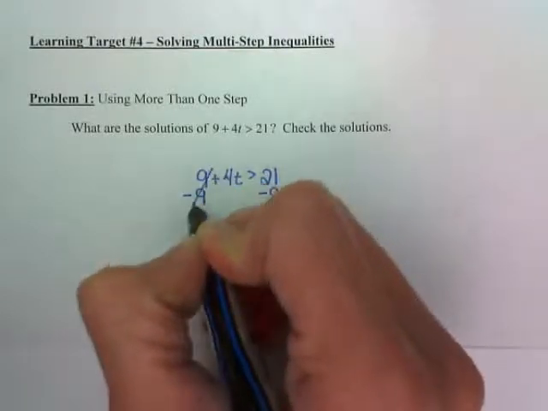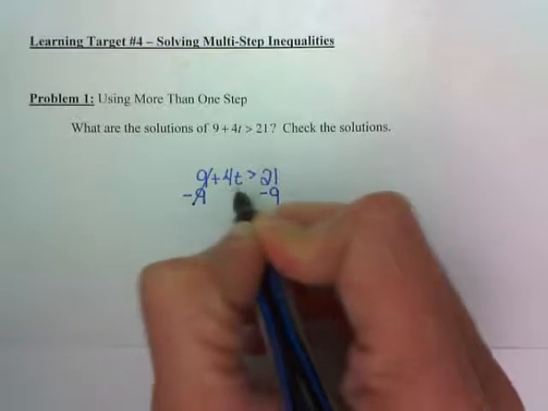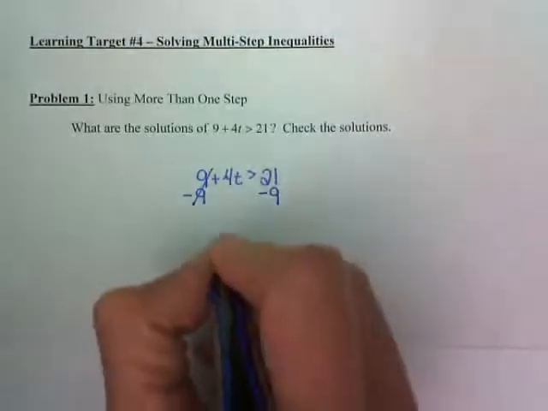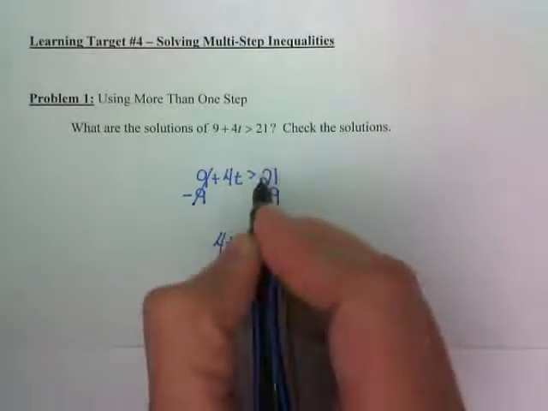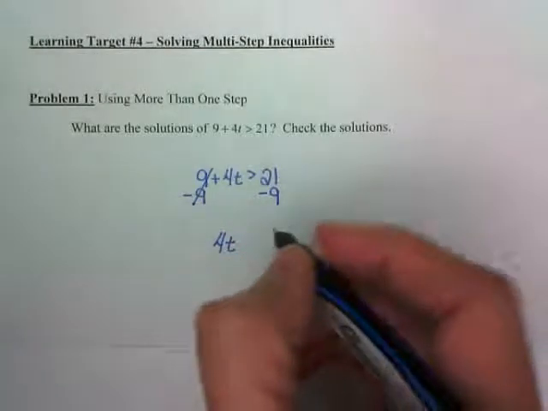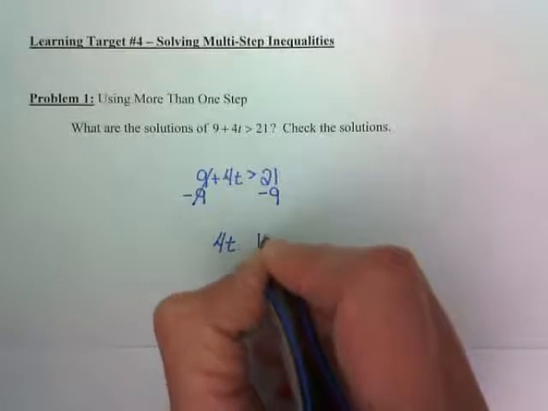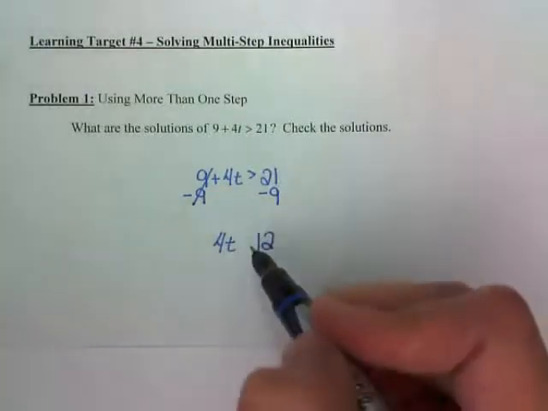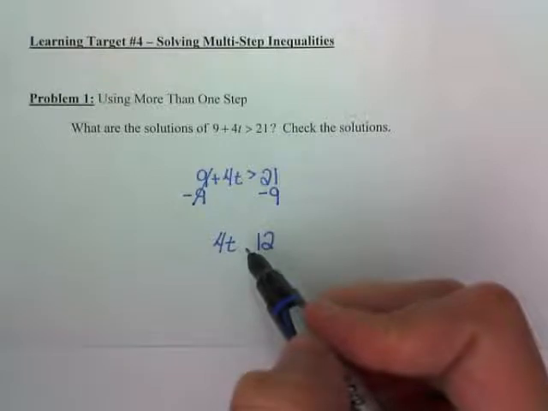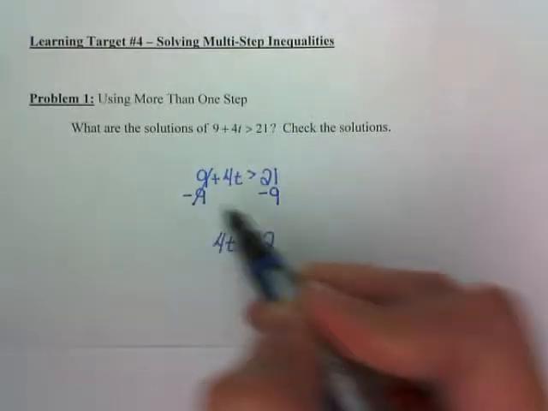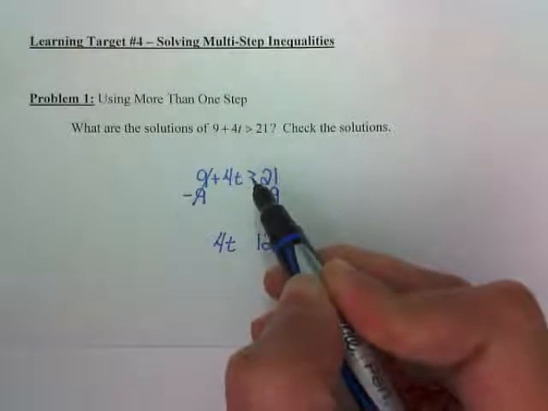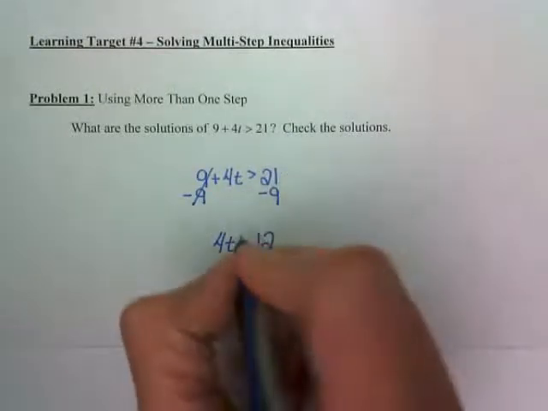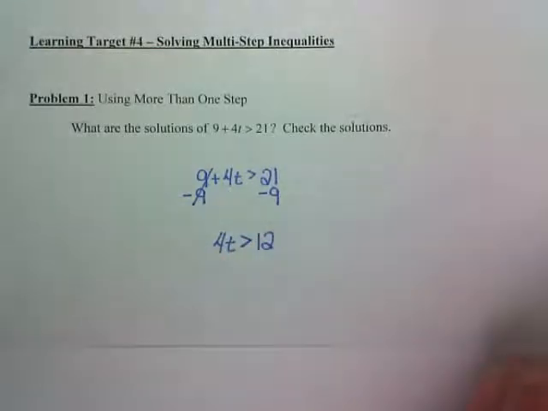9 minus 9 gives us 0, and I'm left with a positive 4t. Now we don't have to write the plus sign because it's understood, but a positive 4t. And 21 minus 9 gives us 12. Now as far as what the inequality symbol should be, what we've learned about adding and subtracting numbers to either side of our inequality symbol, it does not affect the symbol at all. So that's going to remain a greater than sign.